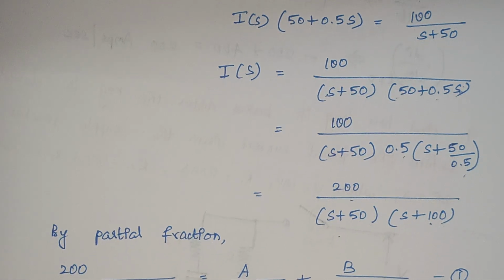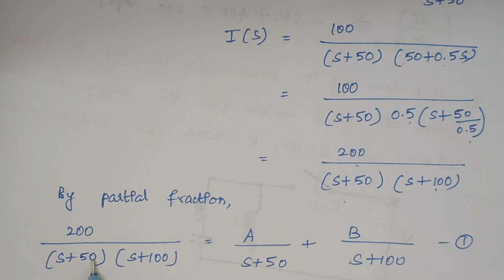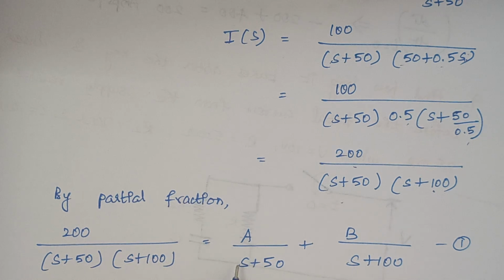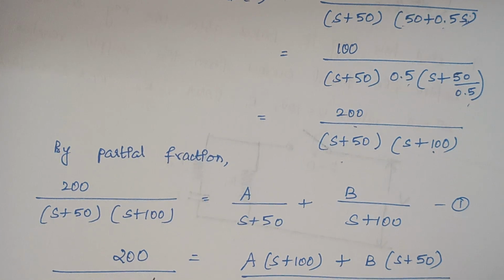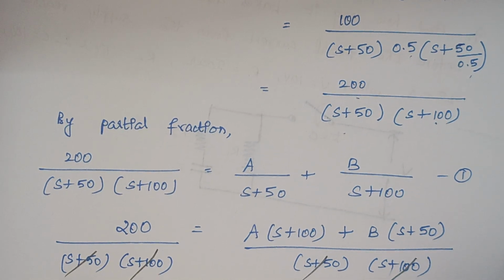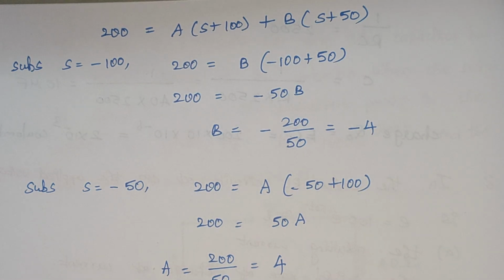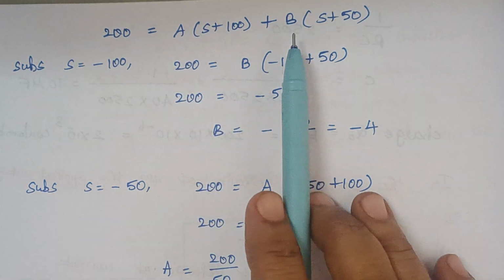When you apply partial fractions, since we have two terms in the denominator, we split this expression into two individual terms. Then the next step is to take the LCM. Once the LCM is taken, both the denominator terms are the same, so they cancel each other. After cancelling the denominator, we have an expression like this.